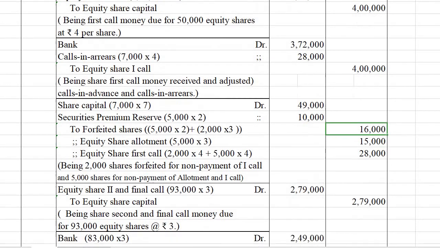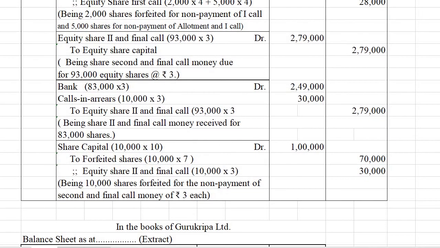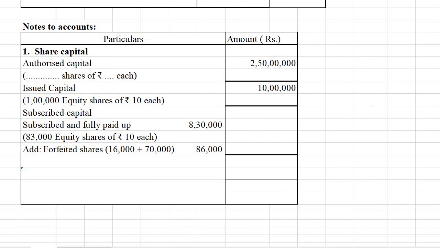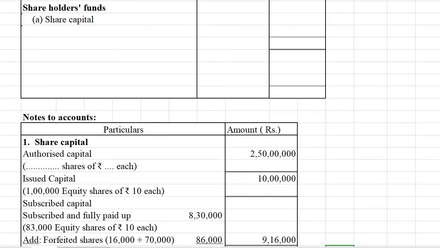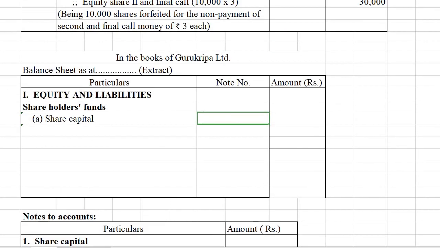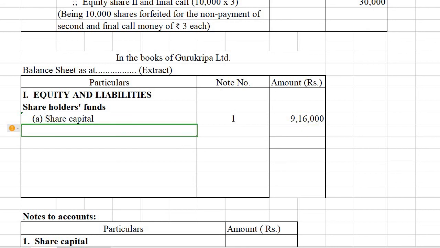And in the next entry we have got 70,000. So these are the amount collected from the forfeited shares or cancelled shares. So 8,30,000 plus 86,000. How much is there? 9,16,000 is the amount. Now we can write this share capital 9,16,000 in the balance sheet, note number 1, 9,16,000. And the next item, reserves and surplus.